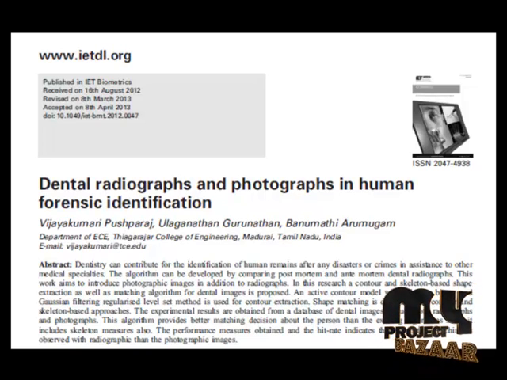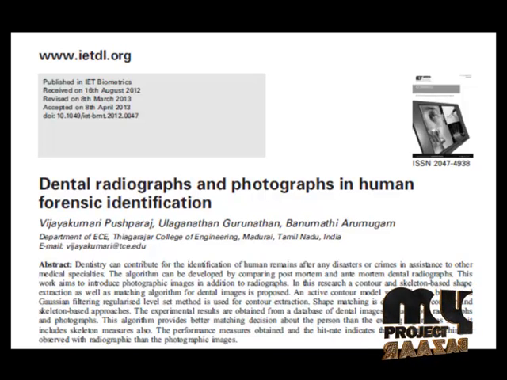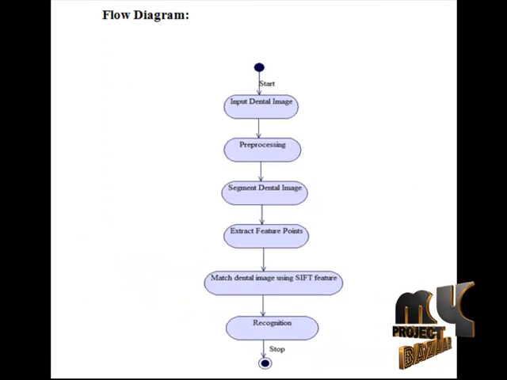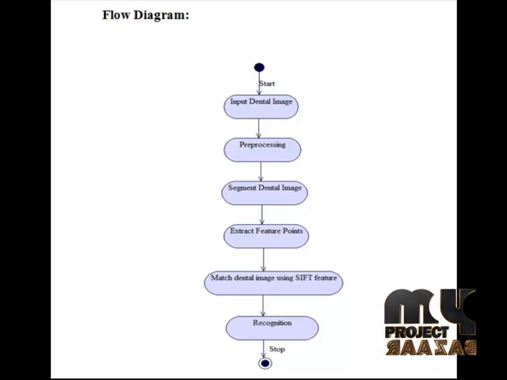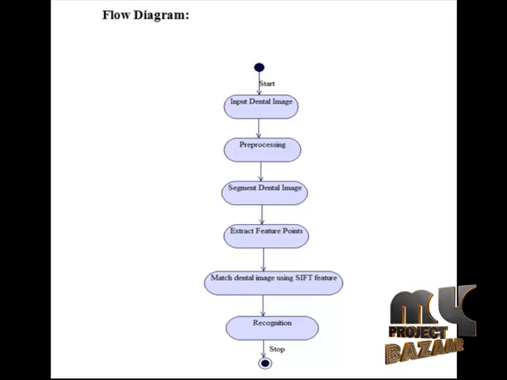Here in this paper, we extract the dental features by using the SIFT algorithm and find the matches, and finally we recognize the person who has the matching in the database. Now I am going to explain the flow diagram of our project. In the first stage of our flow, we give the X-ray or original input dental image, and from the dental images we first go to the pre-processing stage.